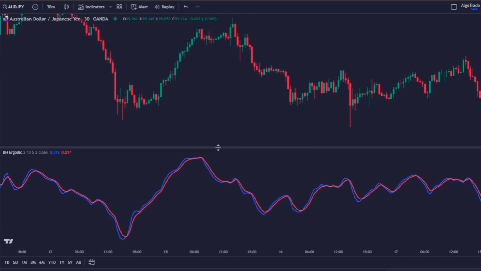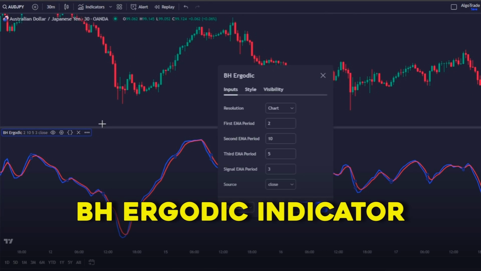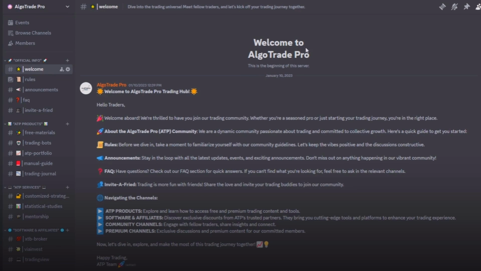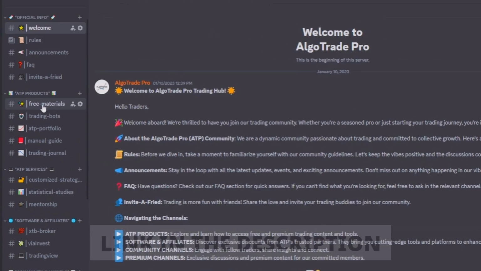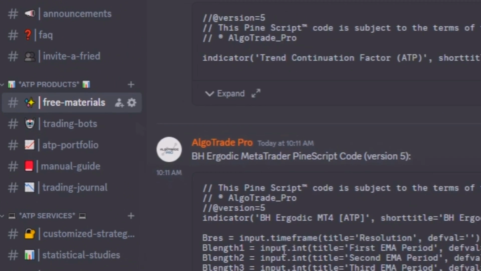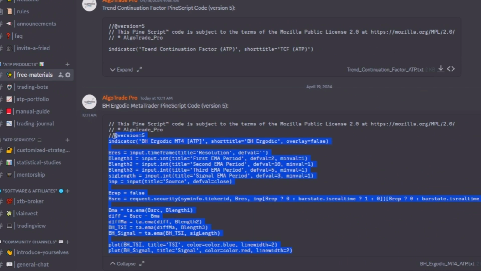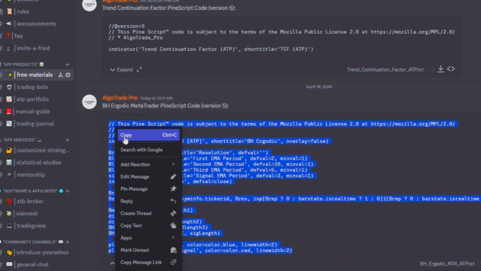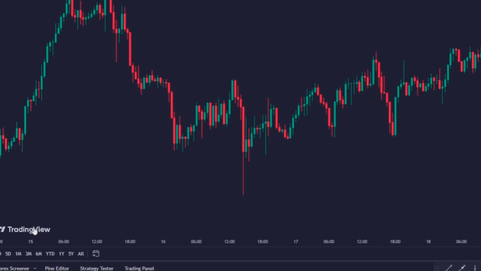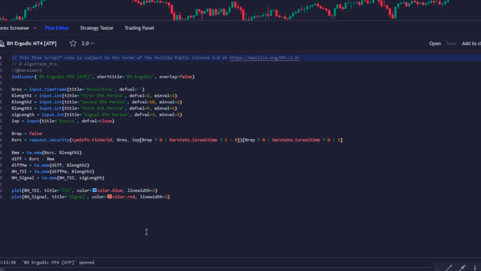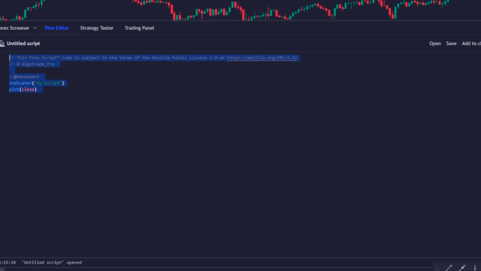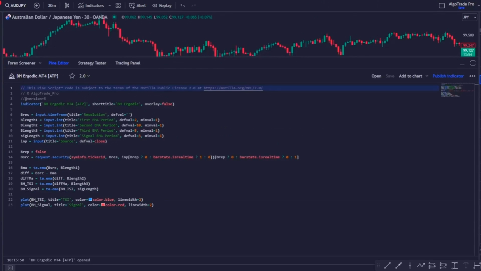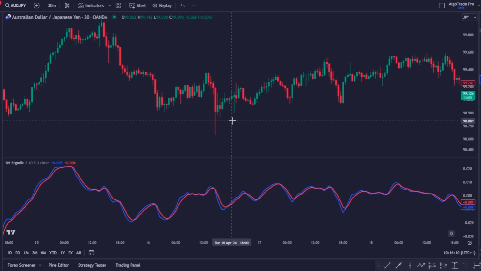And so, as promised, to use the BH Ergodic indicator I coded, you just have to join my free Discord community, the link is in the description, head over to the free materials channel and there you will find the code of this tool. Open up this note, copy the code, and then on the TradingView charts click on the Pine editor, then on Open, New Indicator, and then just paste the code and save it. After that, just click on the Add to Chart option and you will have this indicator working and with the right settings.